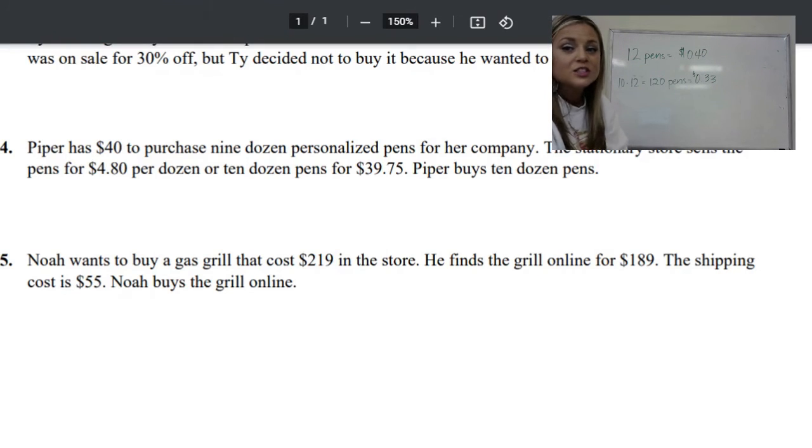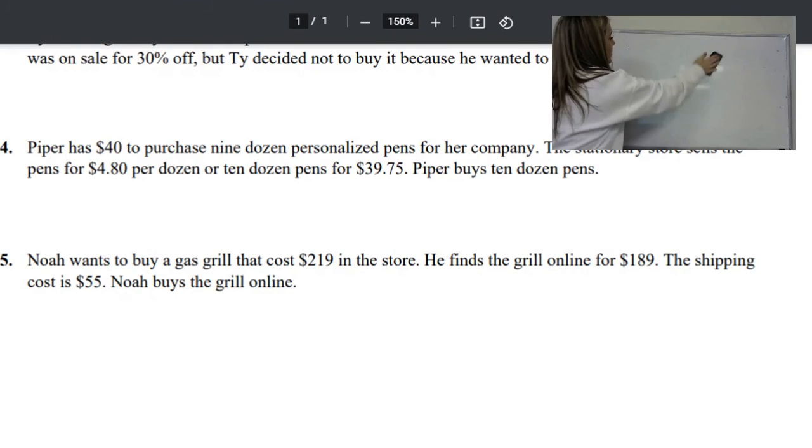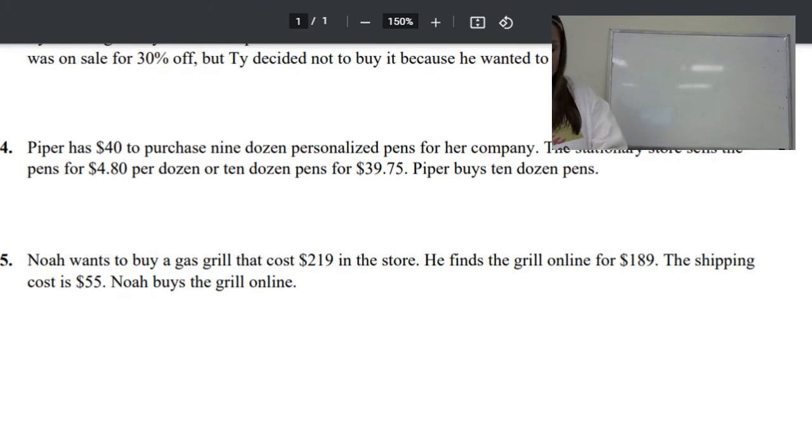Okay, let's look at this last one and then we're done. I know I'm trying not to make it long, guys, but this is a life lesson that you guys should know. All right, number 5. Noah wants to buy a gas grill that costs $219 in the store. He finds a grill online for $189. The shipping cost is $55. Noah buys the grill online.